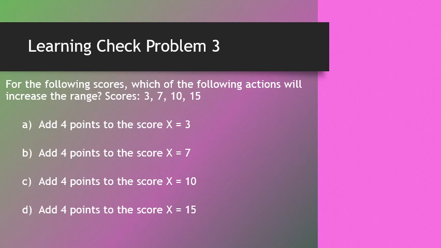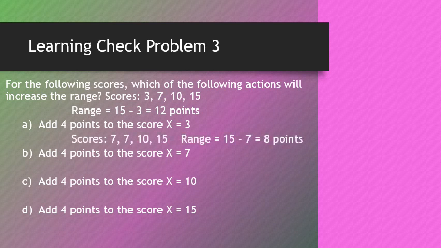Which of the following will increase the range? First off, let's figure out what the range is. We'll just assume that we have discrete data since we're not told. We'll say 15 minus 3 is 12 points. So the range of the original distribution is 12 points. If we add 4 points to the score x equals 3, now we have scores of 7, 10, and 15, and the range is 8 points.